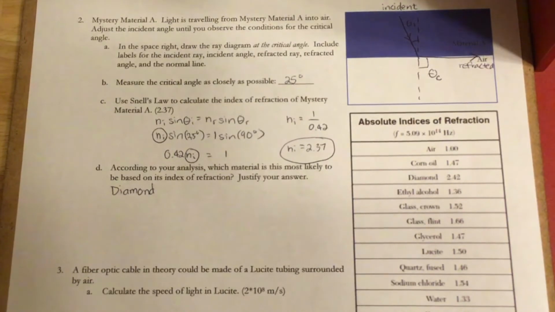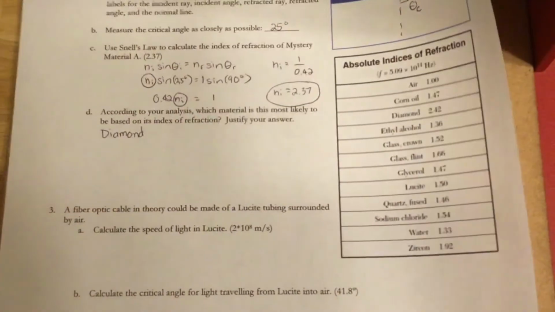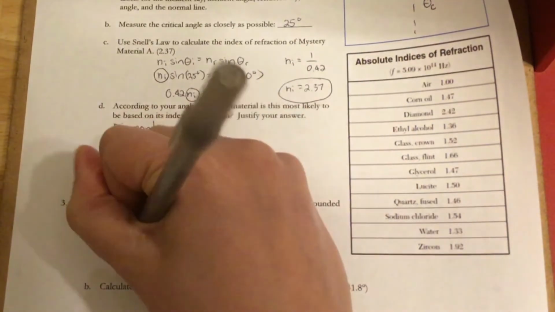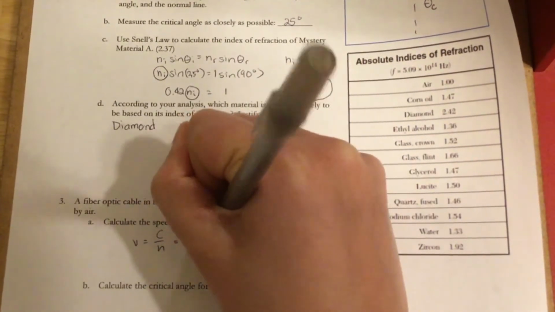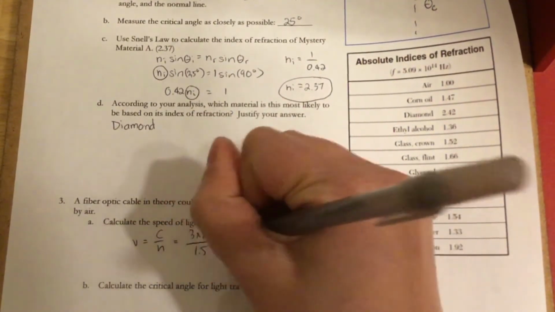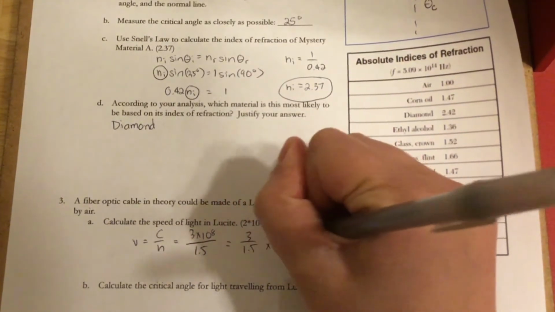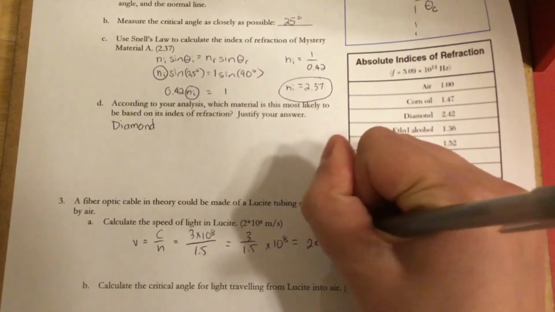Cool. Okay, which leads to the last bit, this fiber optic cable. I'm going to take my index of refraction of lucite and use it to calculate the speed of light. The speed of light in lucite is 3 times 10 to the 8th over 1.5. That's 3 over 1.5 times 10 to the 8th, and that gives me 2 times 10 to the 8th meters per second.